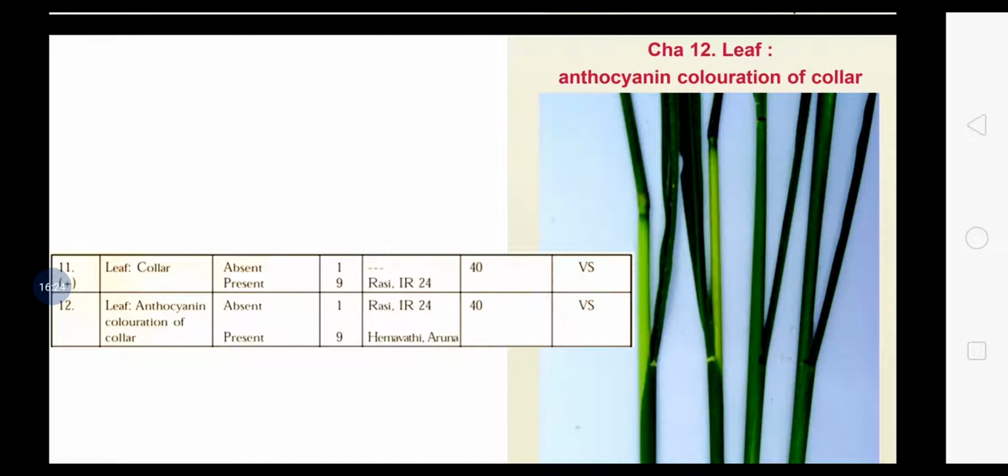11th characteristic is leaf collar, that may be present or absent. Present is scored as 1 and absent as 9. Present is 9 and absent is 1. Present example of the varieties are Rasi and IR24. 12th characteristic is anthocyanin coloration of collar. This is again classified as absent and present. Absent is Rasi and IR24 and present is Hemavati Aruna.